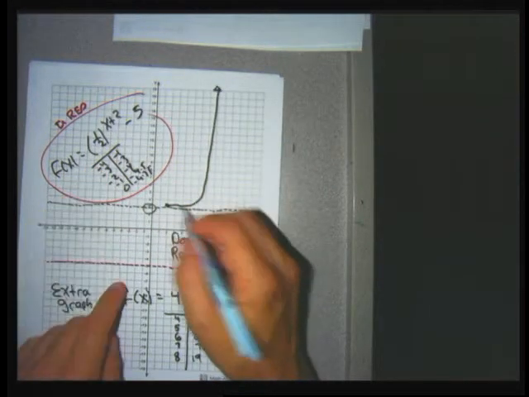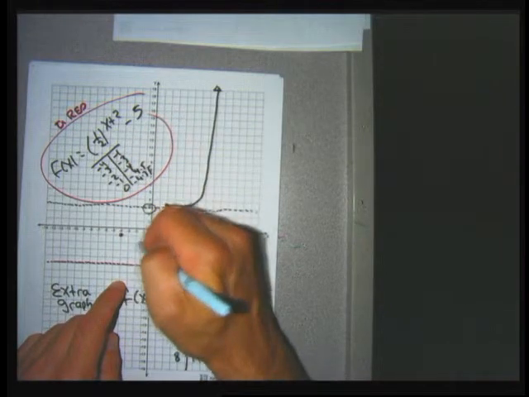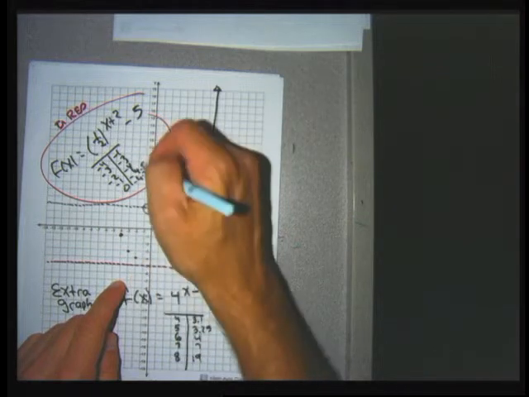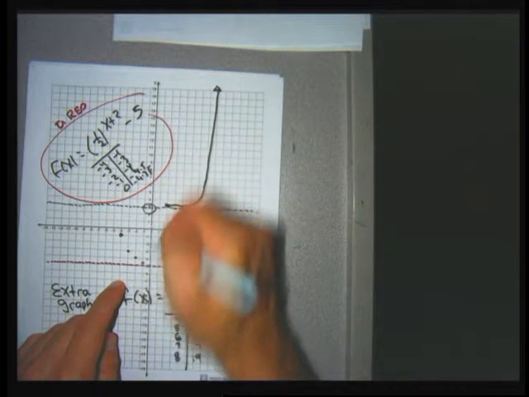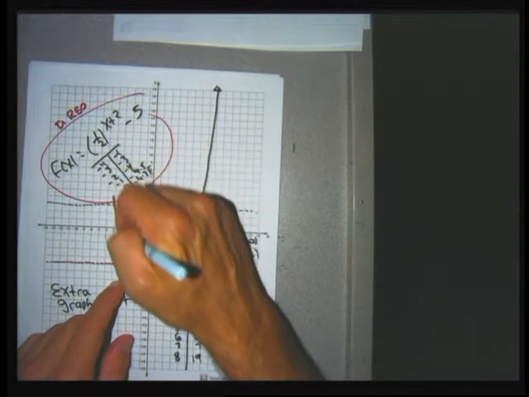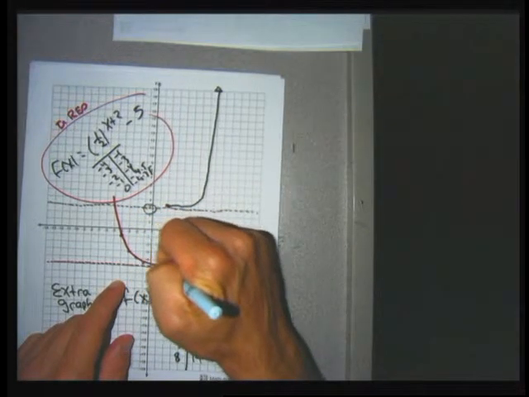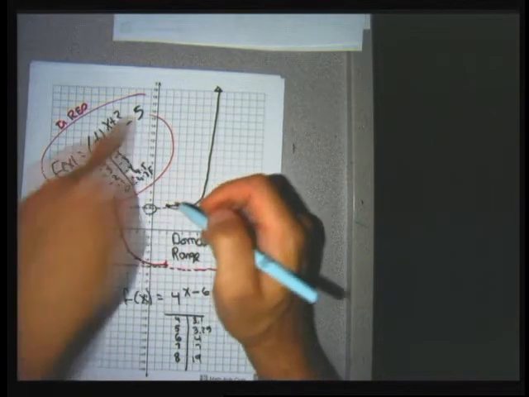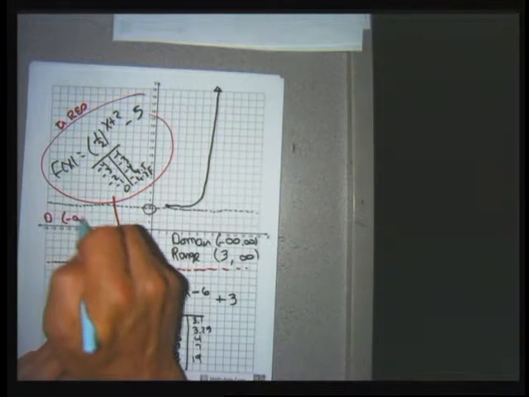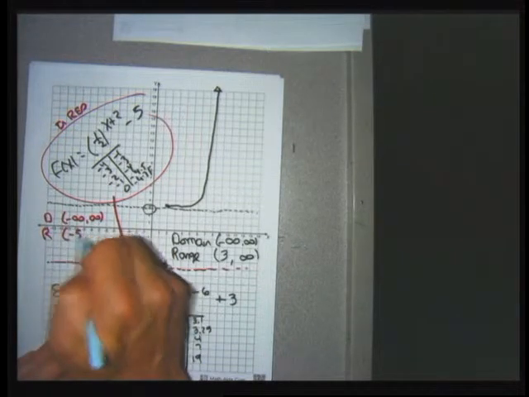Negative 4, negative 1 would be one of its points, which would be here. Negative 3, negative 3, another one of its points here. Negative 2, negative 4 here. Negative 1, negative 4.5 there. 0, negative 4.75 there. It's a backwards graph because of the fraction. And it bottoms out at negative 5 on the y-axis because of the minus 5. This graph, its domain is negative to positive infinity, and its range is negative 5 to infinity.